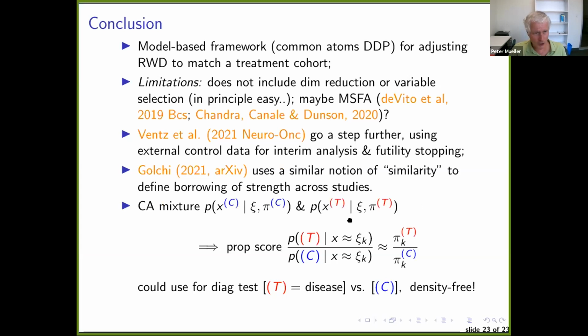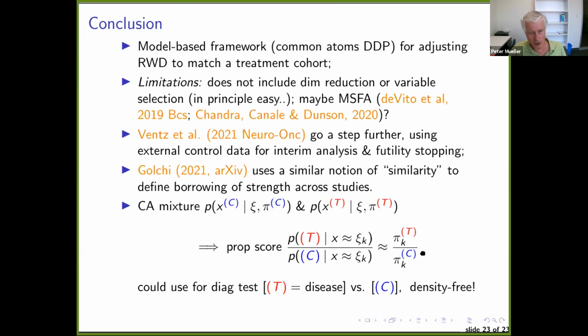And I just want to point out, if I had to make a one-line summary of what we did at a slightly more formal level, this is the one-line summary: we set up a common atom mixture model, and the ratios of these mixture weights are used for resampling to create equivalent populations. We also think of this simply as density-free importance sampling.